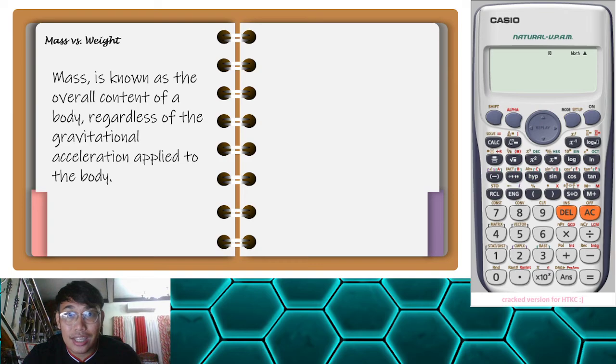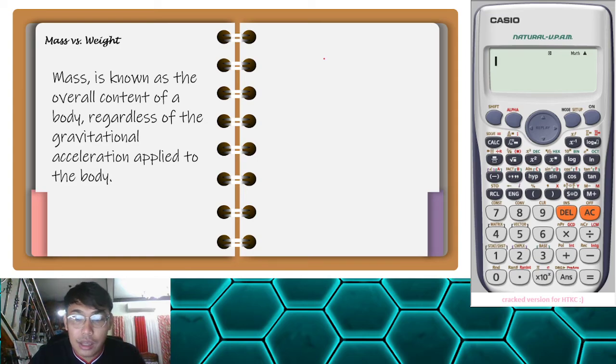Okay, nothing's changed, unless you eat and accumulate some of the food and store it in your body, so your mass is adding. But when we talk about mass, it is constant. If your mass is 55 kilos right now, maybe later on it will still be 55 unless you don't eat. Mass is mass. It's a constant value for yourself. So this is the overall content of a body.